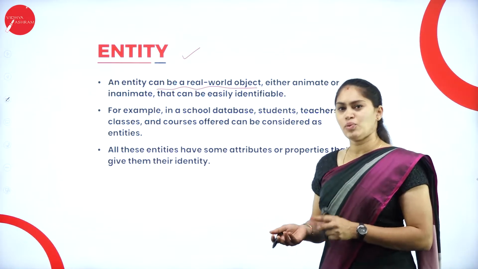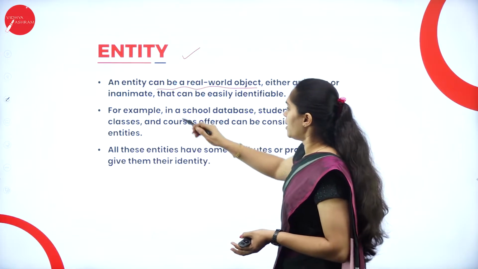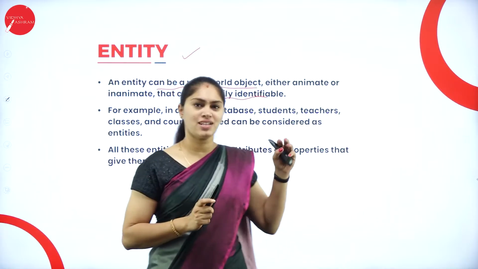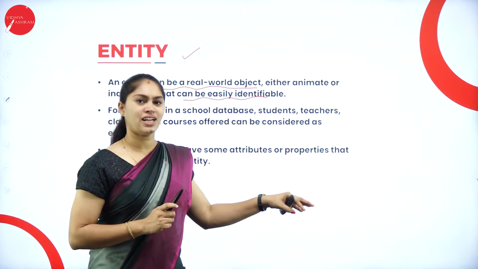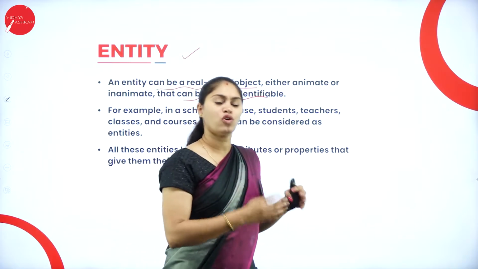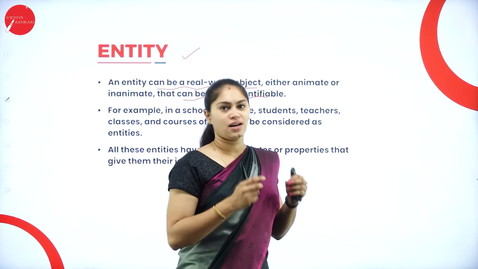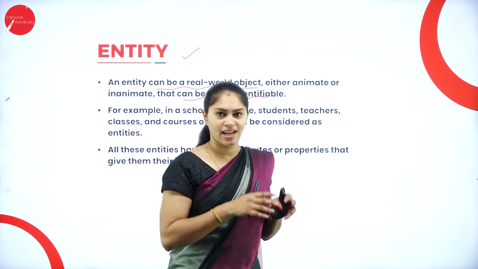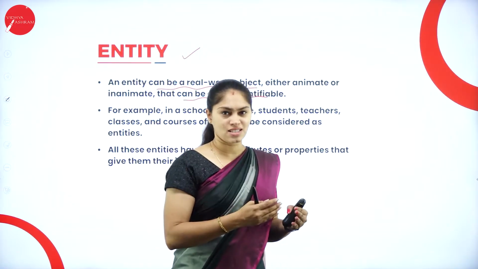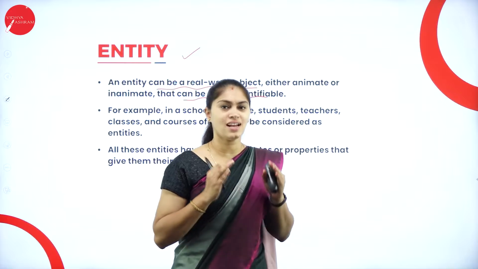It can be animate or inanimate, but it can be easily identifiable. For example, if I see a car, I can get to know that it is a car. How can I get to know that? It has some properties. It has 4 wheels, a brake, and also steering. Just by looking at its properties, we get to know what it is. That is what we call an entity.